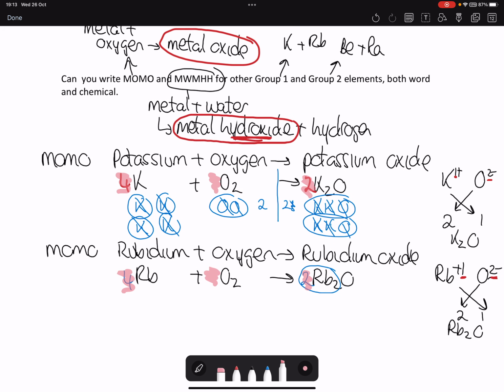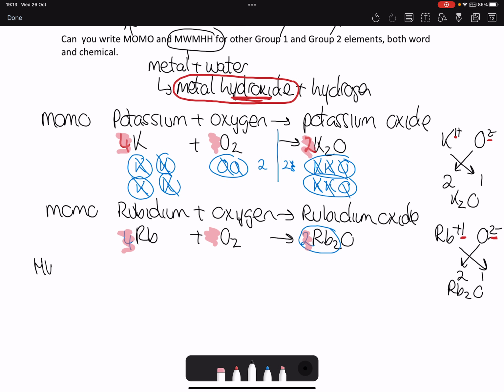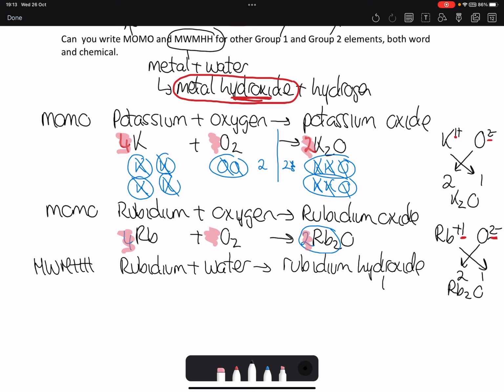For group 1, I'm going to pick one of the elements. We're going to go with rubidium. Remember the mnemonic: metal plus water. So we'll do it for rubidium. Rubidium plus water is going to give me a metal hydroxide, so that's going to be rubidium hydroxide, and it's going to give me hydrogen gas.